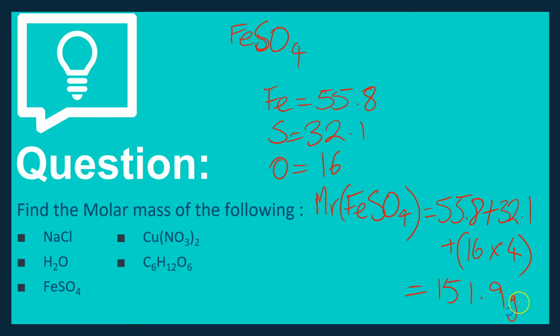And this is how you'd write the other way, g mol^-1. That's the other way of writing grams per mole. You don't need to, you can totally write it the other way, it's completely fine. They both mean exactly the same thing, it's just a different way of representing it. So that is the molar mass for iron sulfate. So that's 3 out of 5 done.